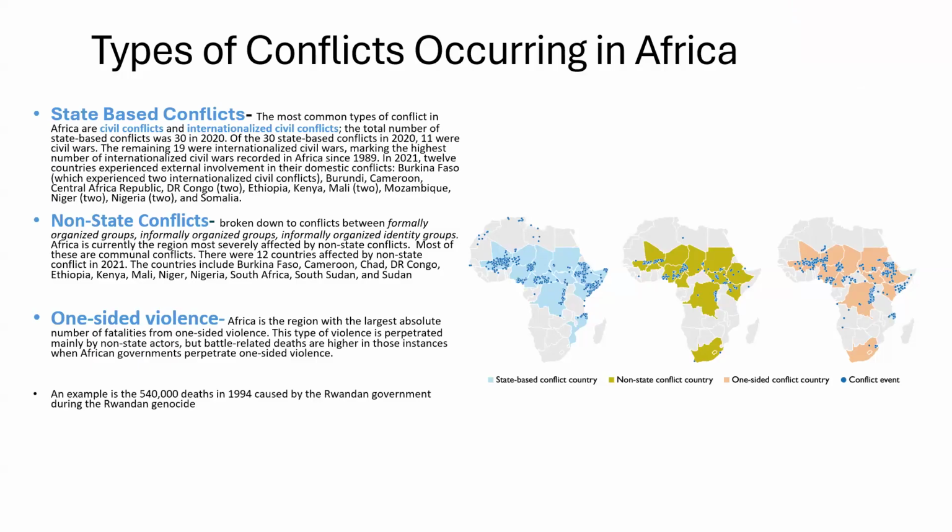Hello, everyone. So in Ethiopia, I can say all kinds of conflicts are there: state-based, non-state conflicts, and also one-sided violences were reported. State-based conflicts since 2020 up to now in different regions of Ethiopia, there are reports of war going on and civil unrest, and also there are reports that there is one-sided violence in Ethiopia. So all kinds of violences and conflicts are there.